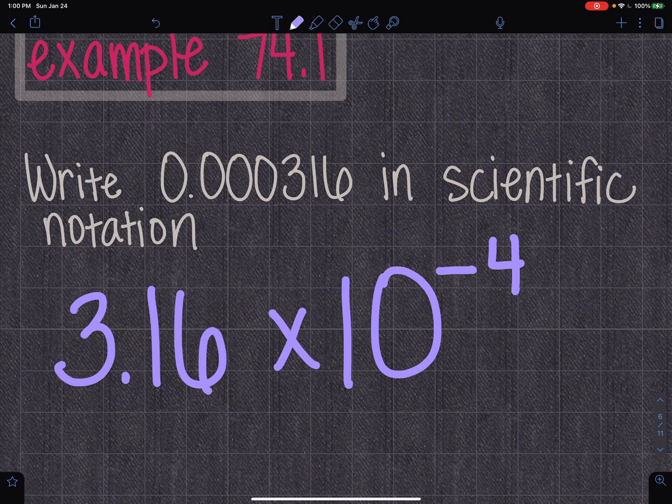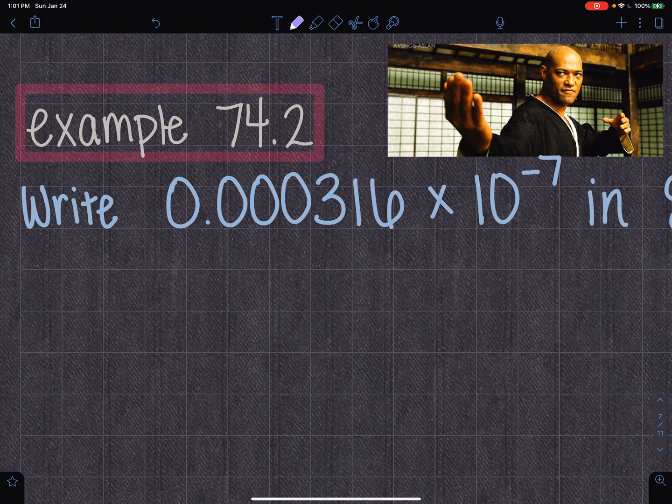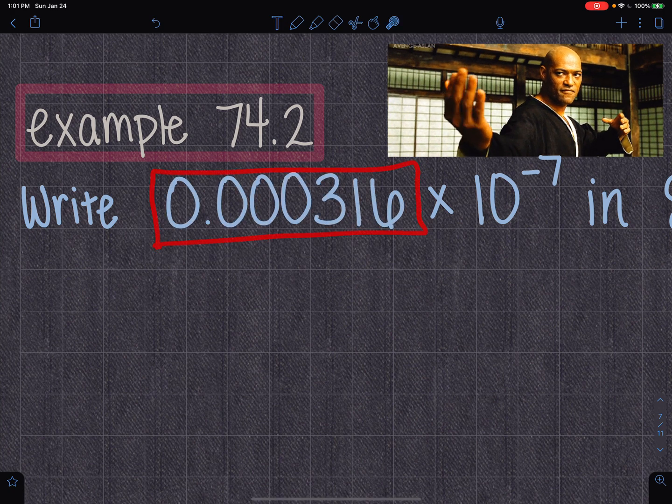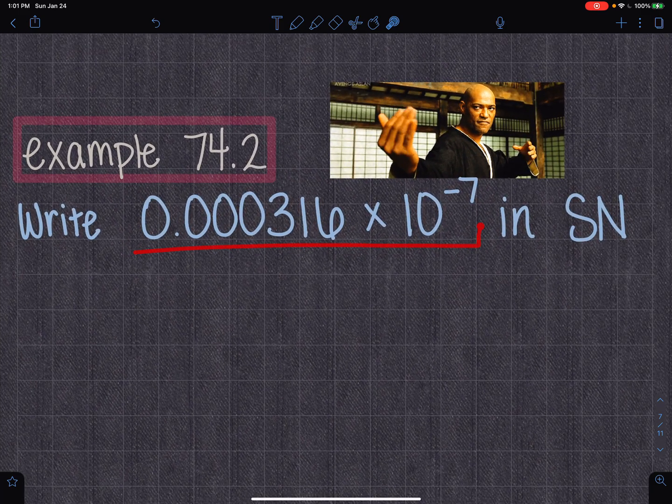Now let's make it harder. Just when you think you got it, you're like, bring it on. Let's do this. Example 74.2. Write this number. Oh, I just erased the number. This number is super small, but it says times 10 to the, oh, look at this. Who did this scientific notation? This is nonsense. Why would they do this? All right, they want us to fix this. Write this number in scientific notation. It's already times 10 to the minus 7, so why didn't they just do it properly? The decimal should be here, but it's not. It's here. So what do we do?